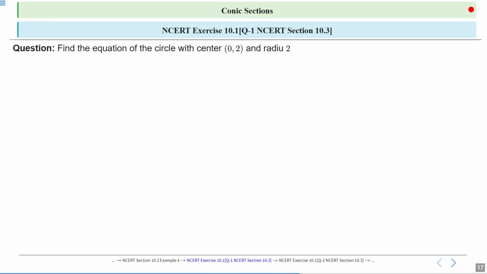Now we will discuss NCERT exercise 10.1. We will discuss question number 1. In this question, we have to find the equation of the circle with center 0, 2 and radius 2. First of all, try it yourself. You have 30 seconds to try to solve this question, and after that we will solve it.